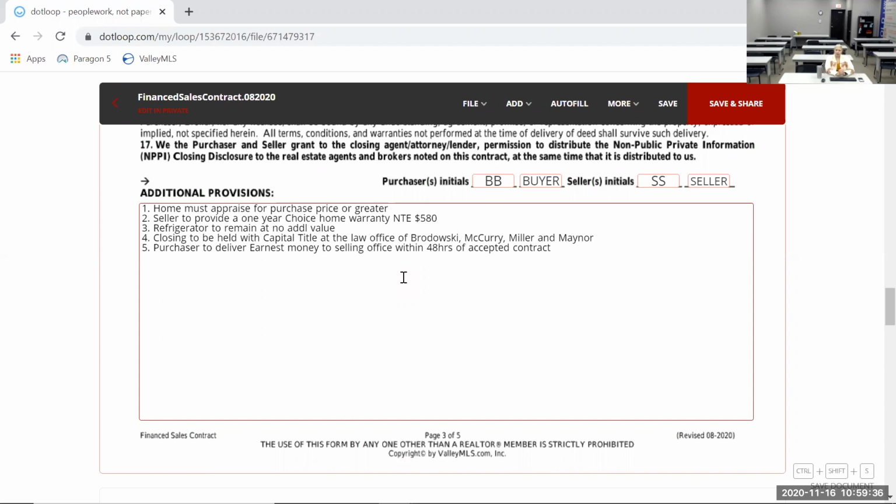Another one that you can put on there is closing to be held with Capital Title at the law office of Radowski, McCurry, Miller, and Maynard. The rule of thumb is whoever is paying for the most closing cost. So if the purchaser is paying their own closing cost, then they usually are the ones that are able to choose which attorney they would like to close with.